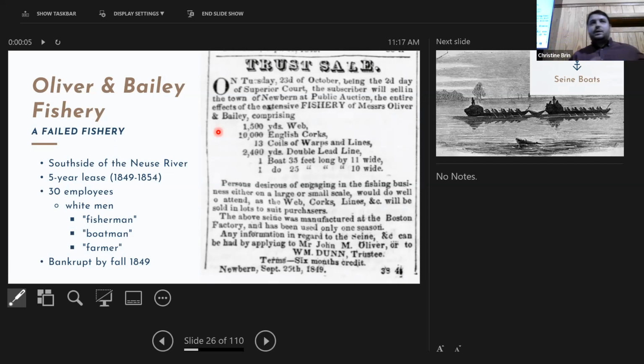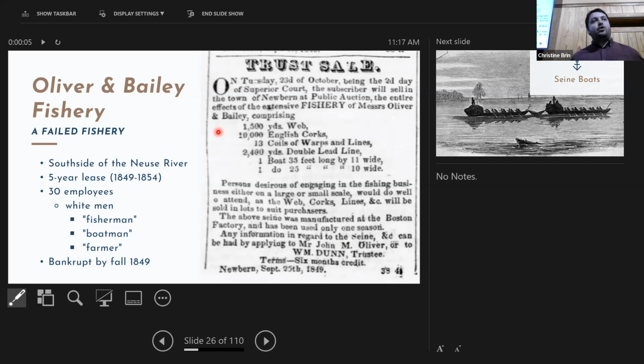And there's 30 different men, they're all white men, that they owed money to. And so then I was able to look in the census to see who these people were. And they're listed as being fishermen, boatmen, farmers, laborers, etc. So just because you're going to be fishing commercially on the Neuse River doesn't mean that these men were primarily identifying as fishermen all the time.